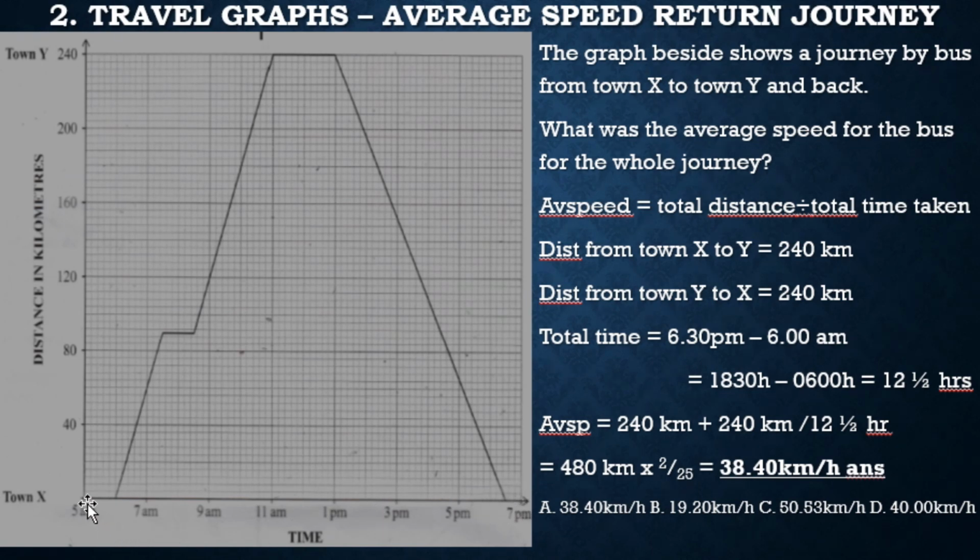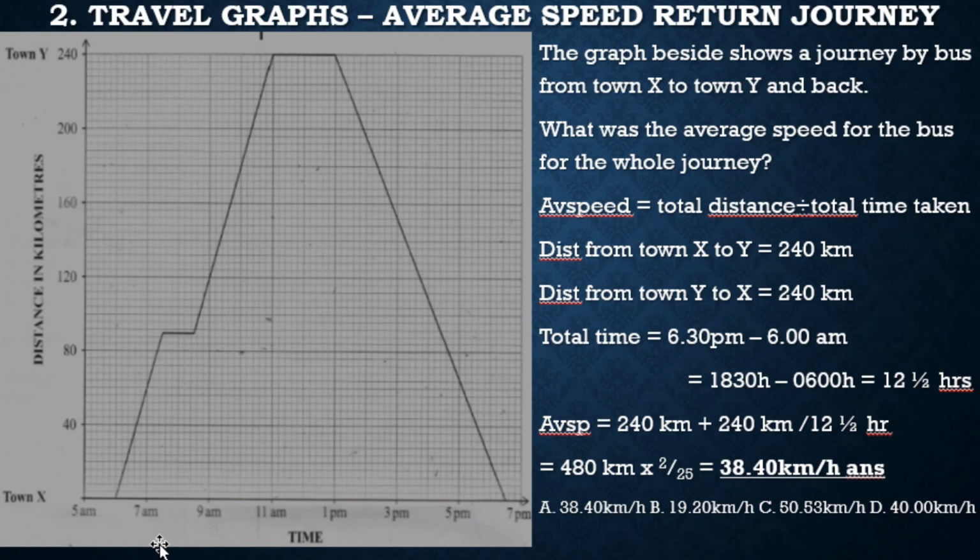So we convert 6:30 p.m. into 24-hour clock, which becomes 18:30. Then we convert 6 a.m., the departure time, to be 0600 hours, and then when we subtract 18:30 minus 0600 hours, we get 12.5 hours.